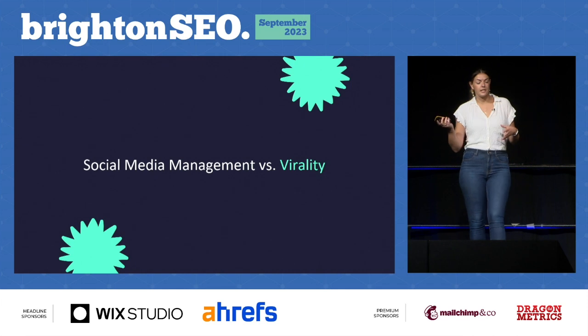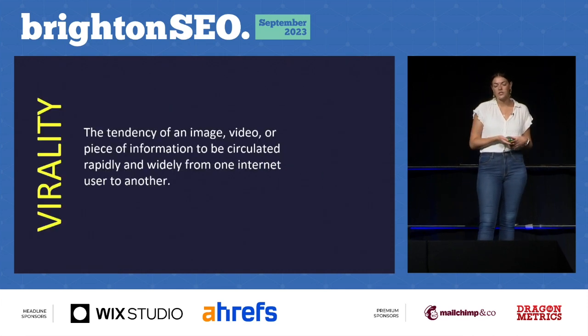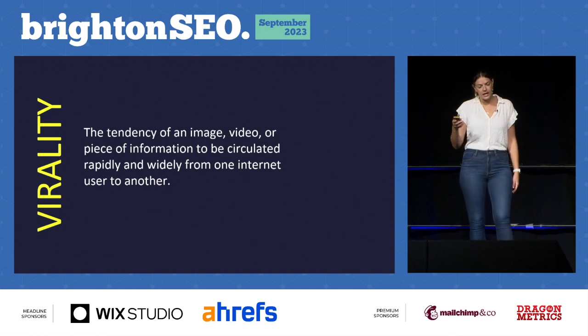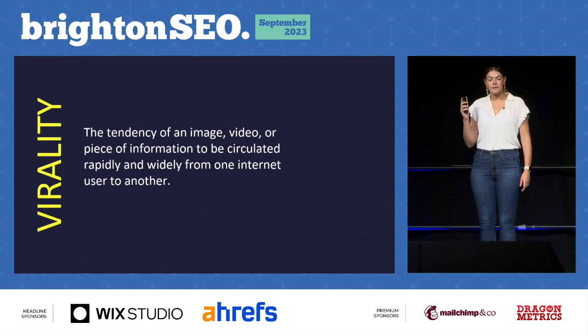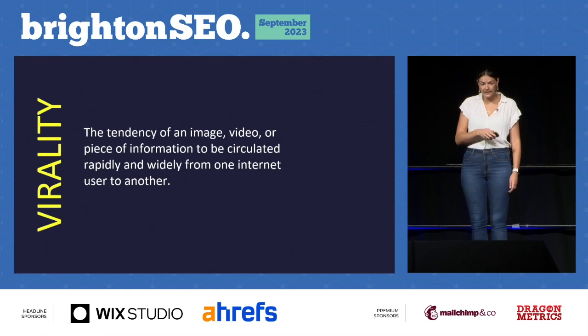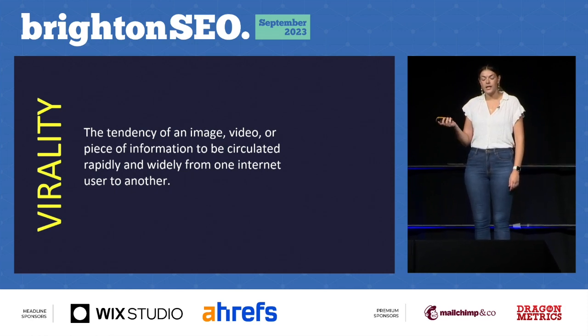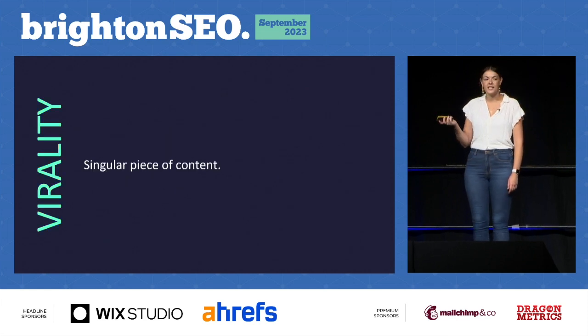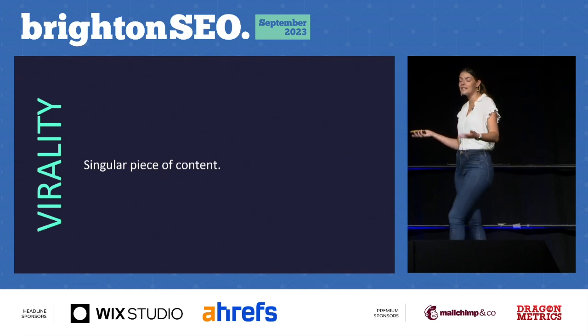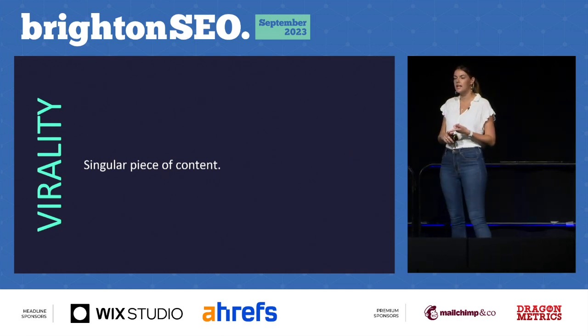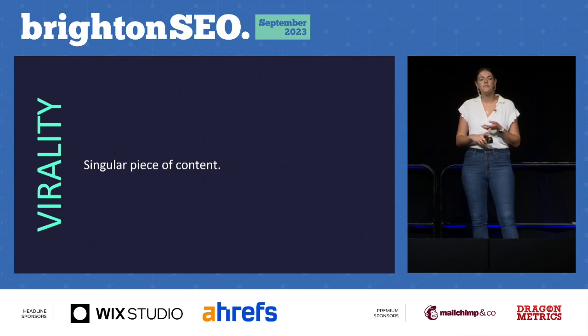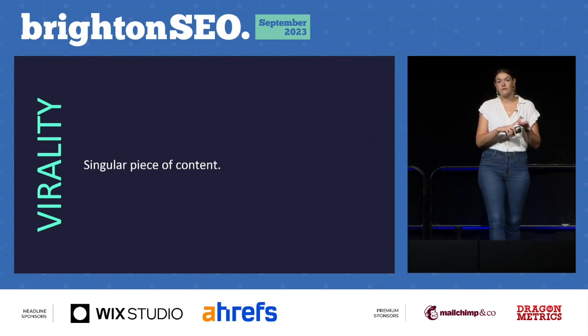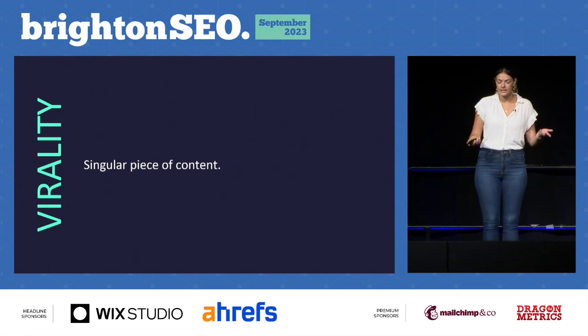So to dive into the difference of social media management versus virality, I want to talk about what virality means by definition, which is the tendency of an image, video, or piece of information to be circulated rapidly and widely from one internet user to another. So the key thing in this is that virality is about a singular piece of content. So it's actually not by definition meant to be used about a person, an aesthetic, or someone's feed. It's really just that singular video, meme, post, etc.